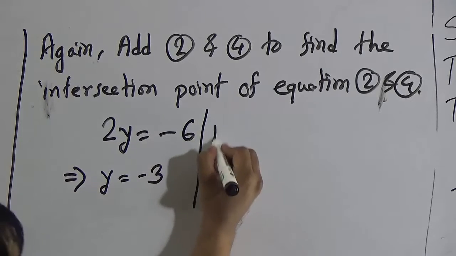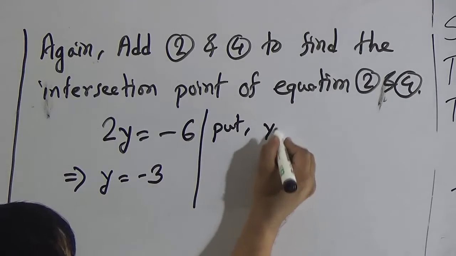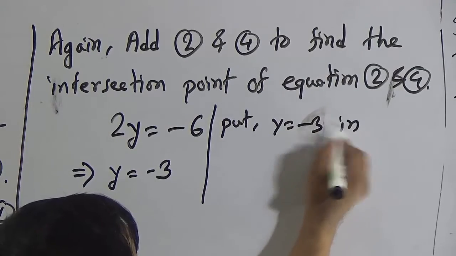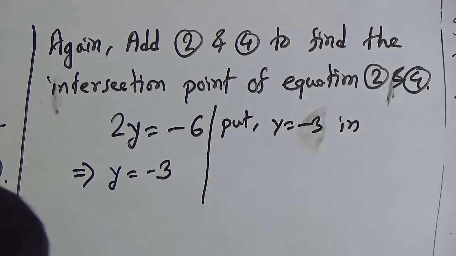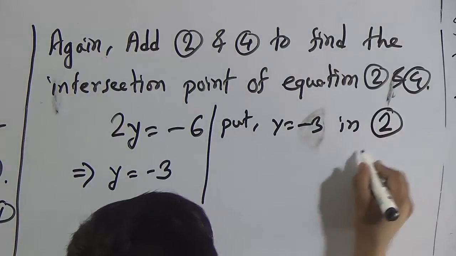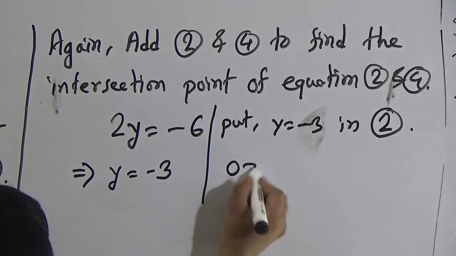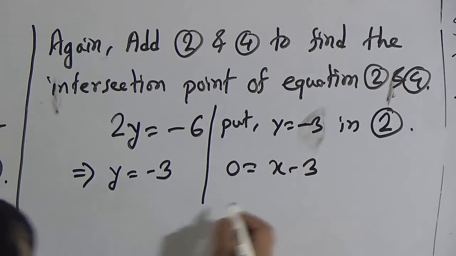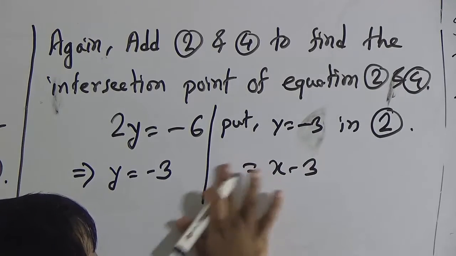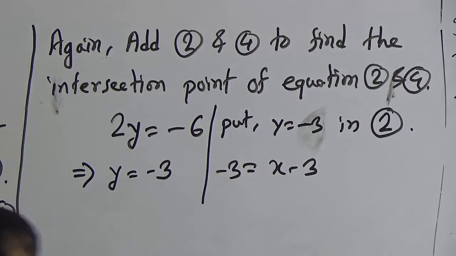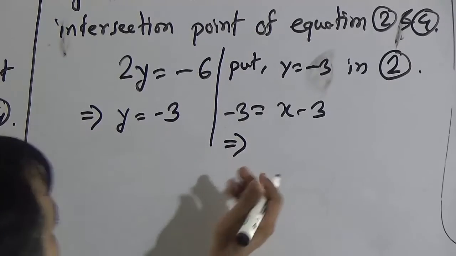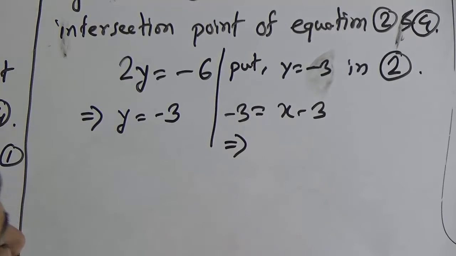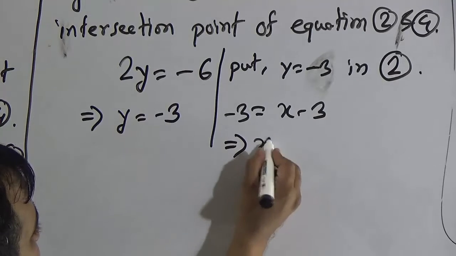Okay, now put y equal to minus 3 in equation 2 or 4, any equation. I am putting this one in 2. So we will have minus 3 equal to x minus 3. Students, if we transfer this minus 3 to the left side, it will be plus 3. So plus 3 and minus 3 will be omitted. That means x equal to 0.